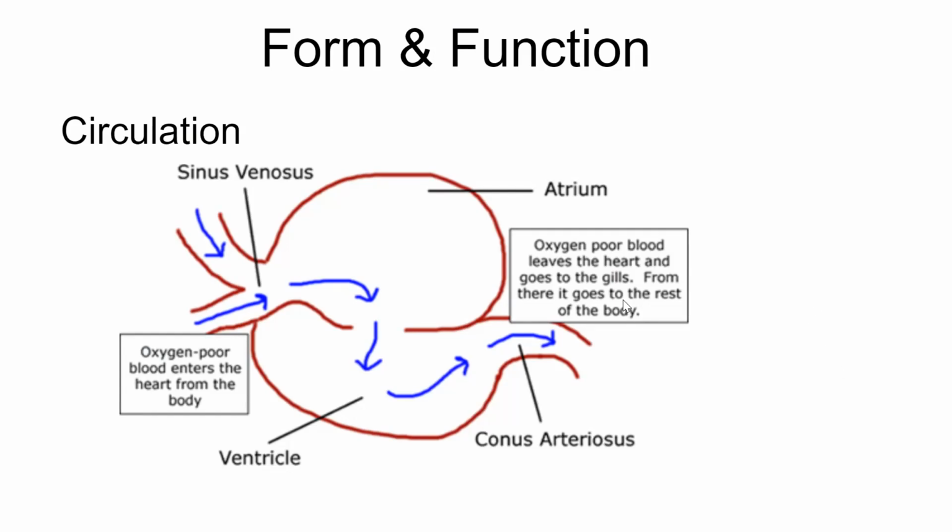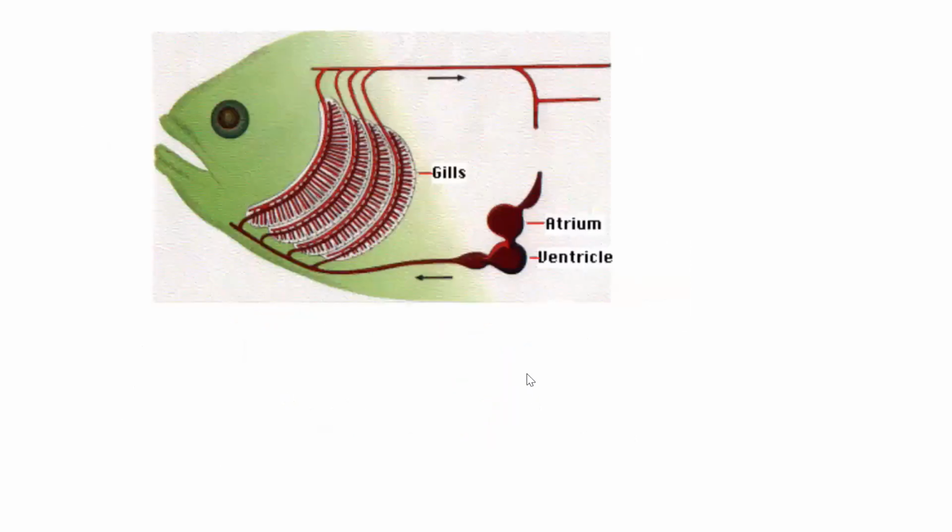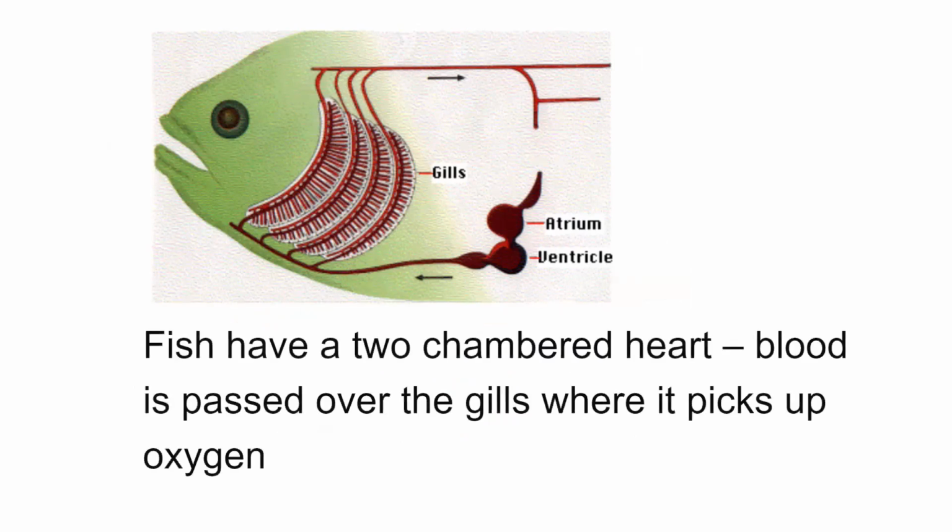So blood arrives in the atrium and gets pumped out of the ventricle. If we zoom out a little bit, blood from the body arrives here, goes to the ventricle. It then is pumped to the gills. The gills is where that oxygen and carbon dioxide get exchanged. And then it gets pumped back to the rest of the body. So fish have a two-chambered heart. Blood is passed over the gills where it picks up oxygen. And so it just is one large loop around their body.